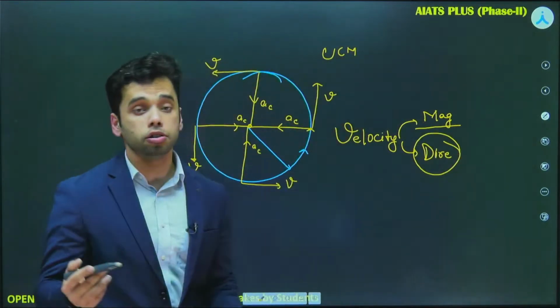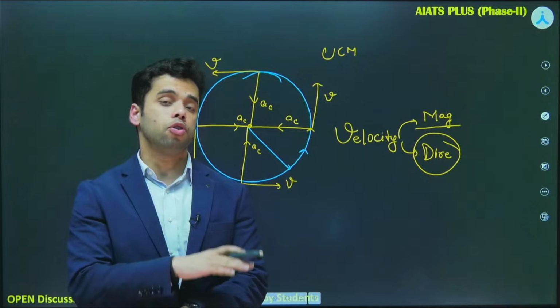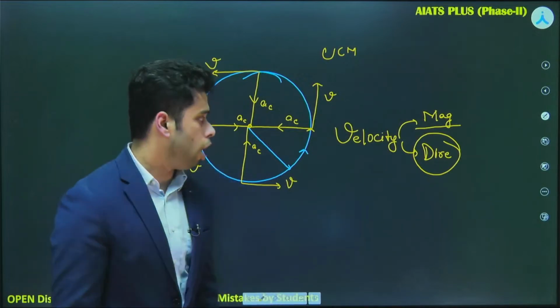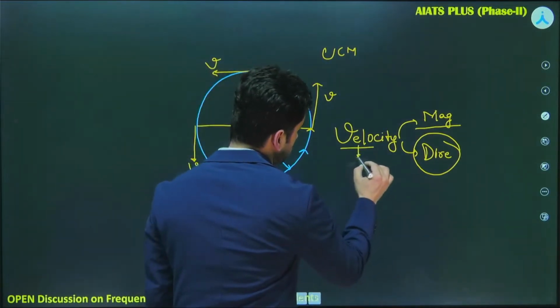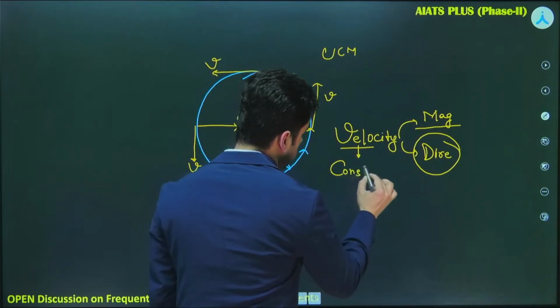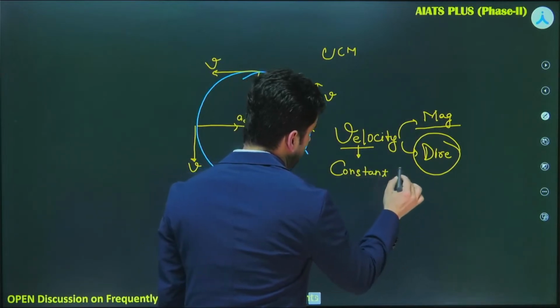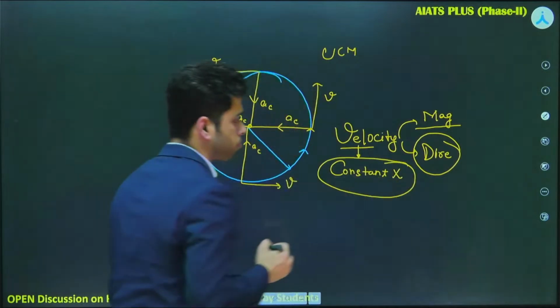And if the direction is continuously changing, if you are continuously changing the direction of a vector, how can you say that the velocity is constant? It is a false statement. Velocity cannot remain constant because direction is continuously changing, right?